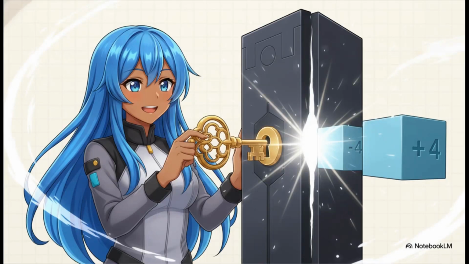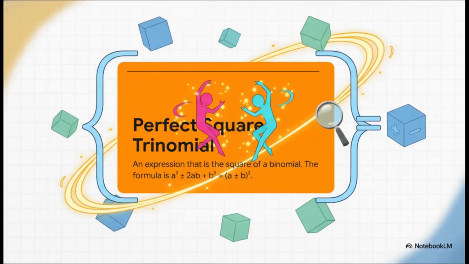For example, if you see x squared minus 16, your brain should go, wait a minute, 16 is just 4 squared. So what we really have is x squared minus 4 squared. It fits the pattern perfectly. The factors are just x minus 4 and x plus 4. So fast.